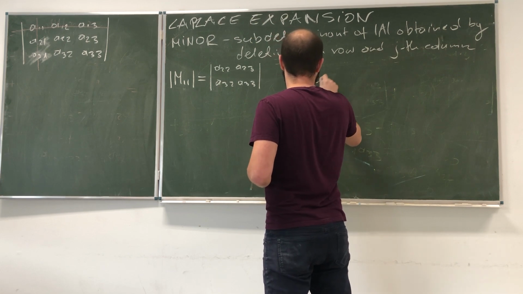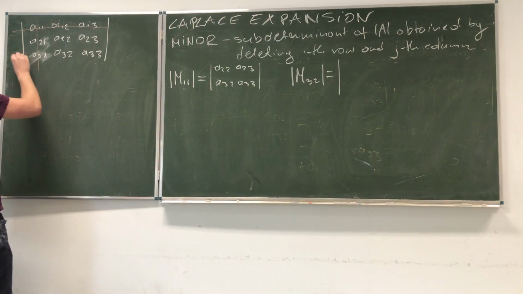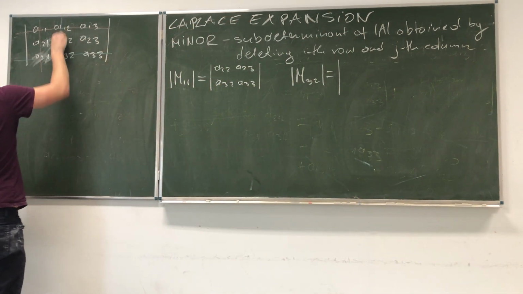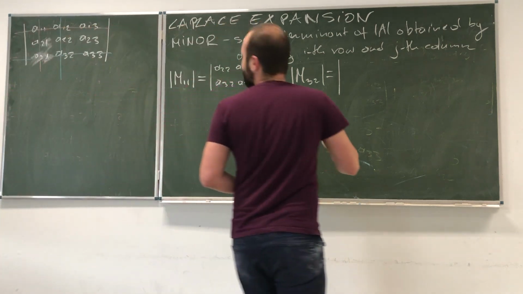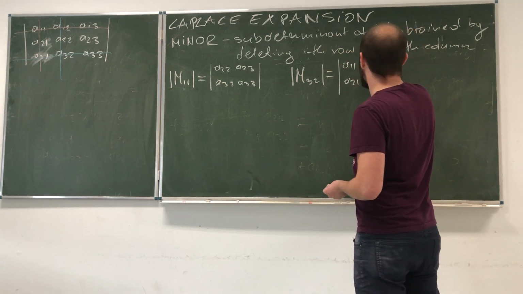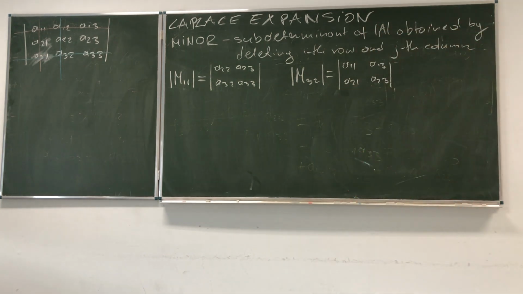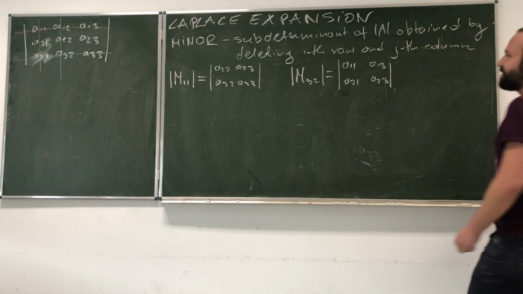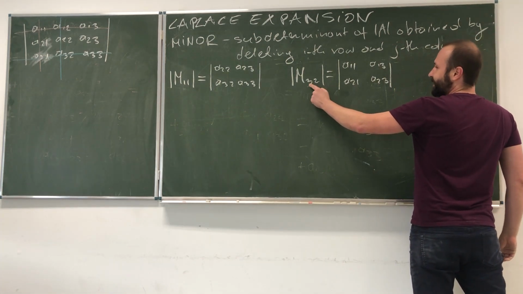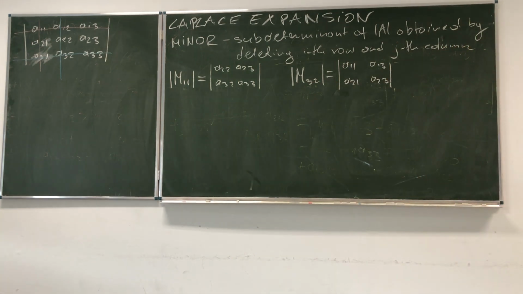Now, if I want to find minor 3,2, what do I need to do? Now, I need to delete the third row, second column, right? So what I am getting is A11, A13, A21, A23. Okay, so as you see, it's not complicated. All we need to remember is we obtain the minor by deleting the row indicated by the first number and the column indicated by the second number.